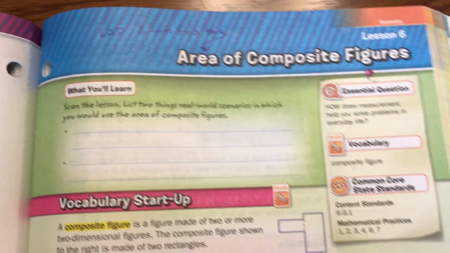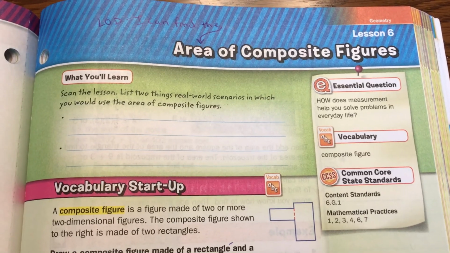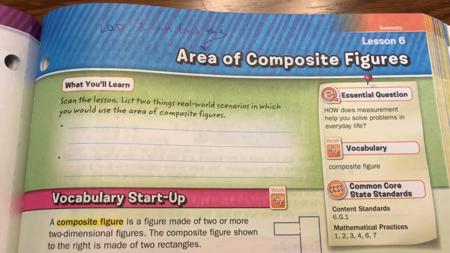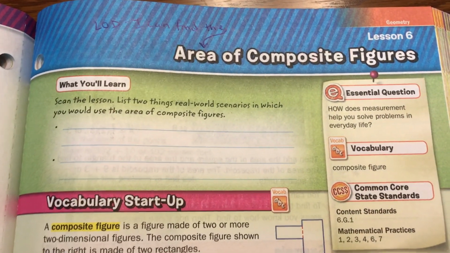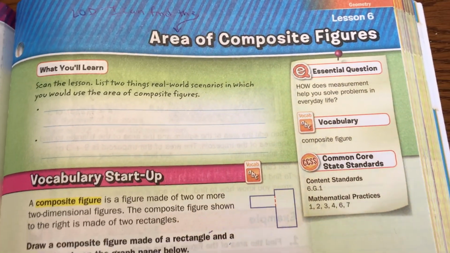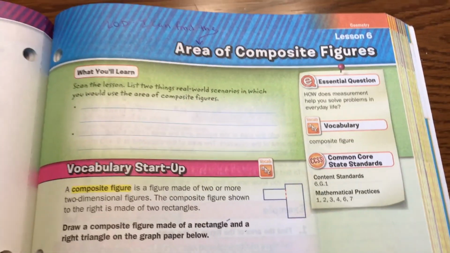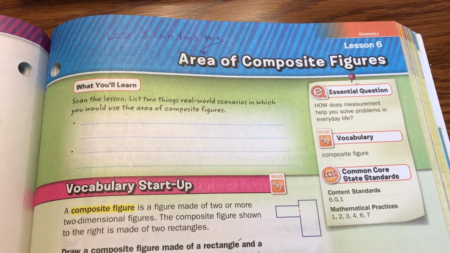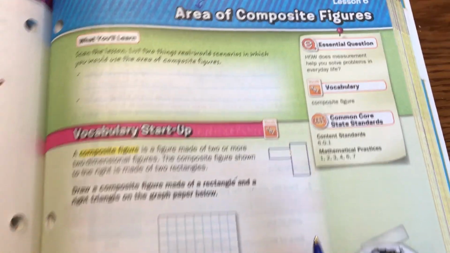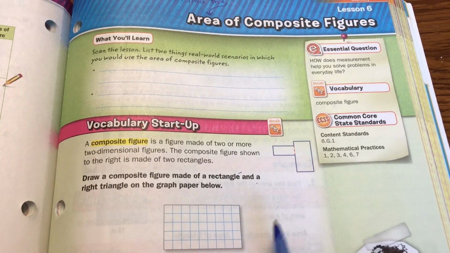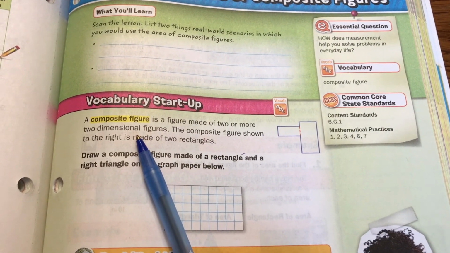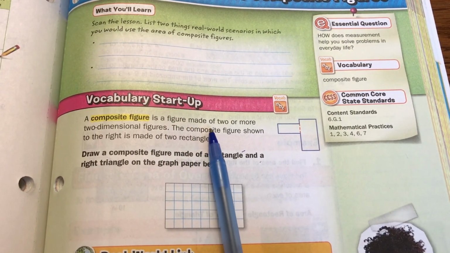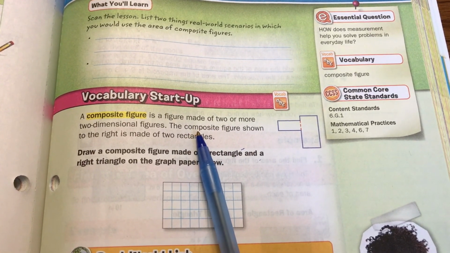So this is us skipping to lesson 6, and we are going to find the area of composite figures. This is our last lesson for chapter 9, and it's one of my favorites. So we get to take everything that we learned and kind of put it together into this lesson. The vocabulary in this lesson is composite figure. And remember, a composite figure is a figure made of two or more two-dimensional figures.